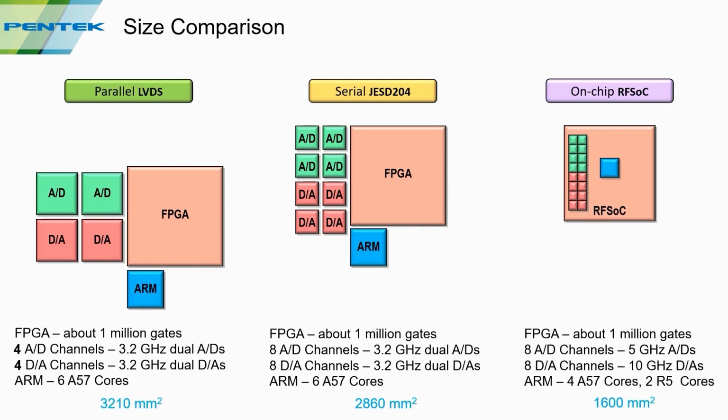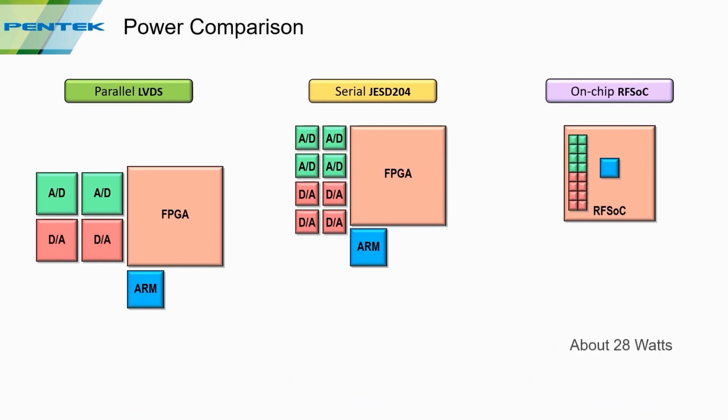But again, this is a 4-channel A to D and D to A system versus the other 2, which are 8 channels. As far as power, the RFSoC requires about 28 watts. JESD interface system requires about 52 watts, and the parallel interface system is about 34 watts, but again, it's half the amount of channels. In terms of cost, the price of the RFSoC can vary depending on temperature and speed grades, how you get it, but I chose a part that's about $8,000.